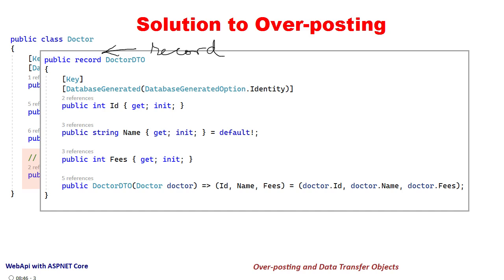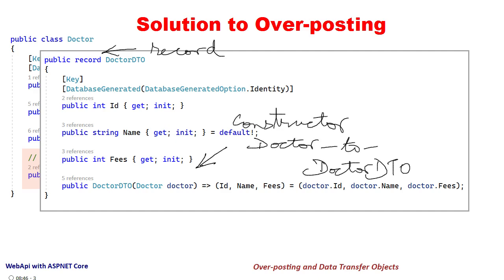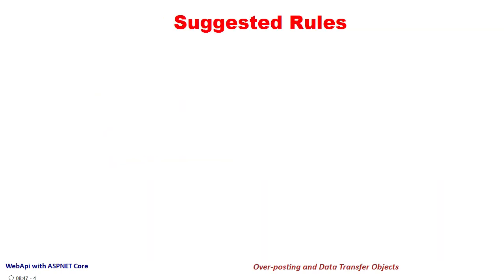If you are not familiar with this keyword, then you can either go through the new C# syntax, or you can equally use the class keyword for that. It won't impact much on our learning right now. This record also contains a constructor that is used for translation of a doctor to a Doctor DTO. Let us try to understand a few rules. Then we will show an implementation, but implementation will come in the next tutorials. But let me now suggest some rules for that.